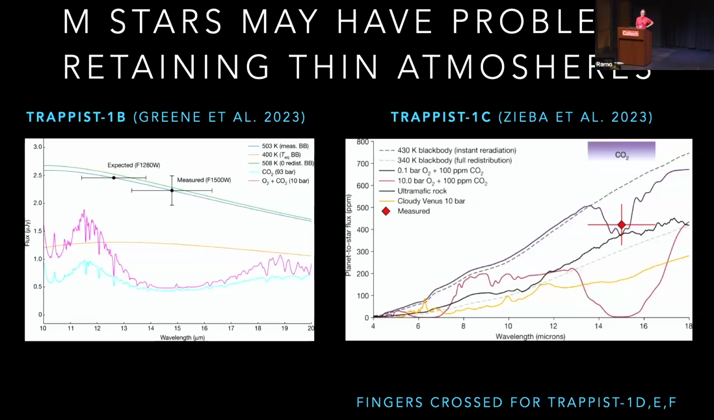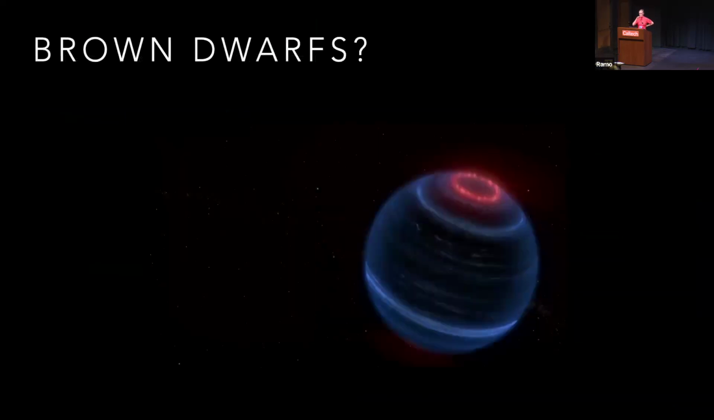But as we know, M stars may have problems in retaining their thin Earth-like atmospheres. We're seeing a lot of observations that are showing atmospheres are consistent with nothing.